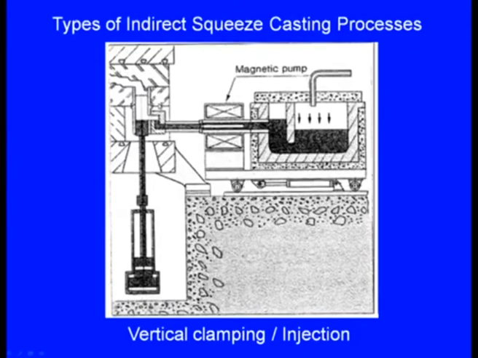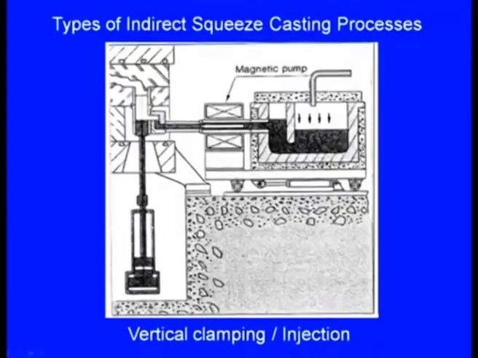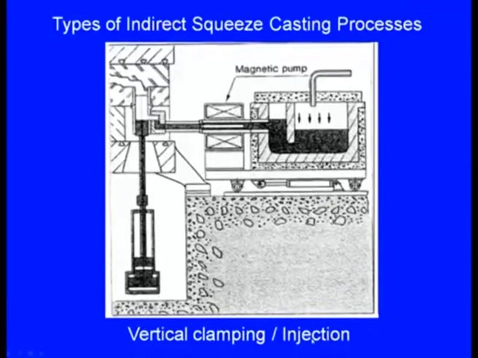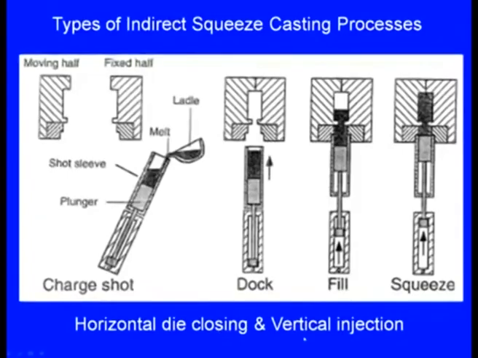Now, this is the vertical clamping and vertical injection, and here we can see these are the dies. These dies will be closed vertically, and this is the injection, and the molten metal is coming here, and this is the plunger. This plunger pushes the molten metal into the dies, and it will be pressing till the solidification is over. Next one, horizontal die closing and vertical injection. Here we can see this is one die and this is one die.